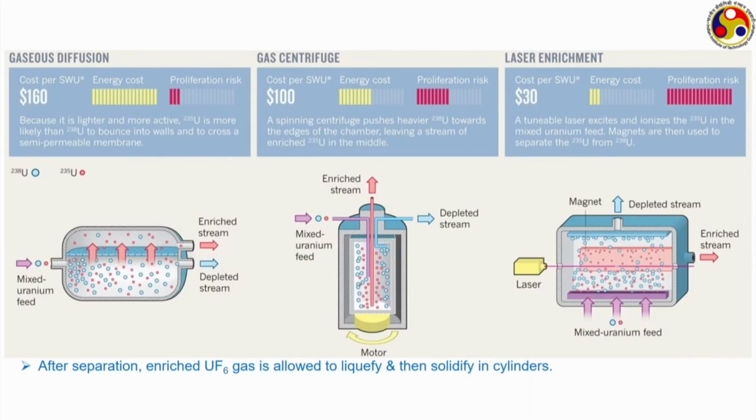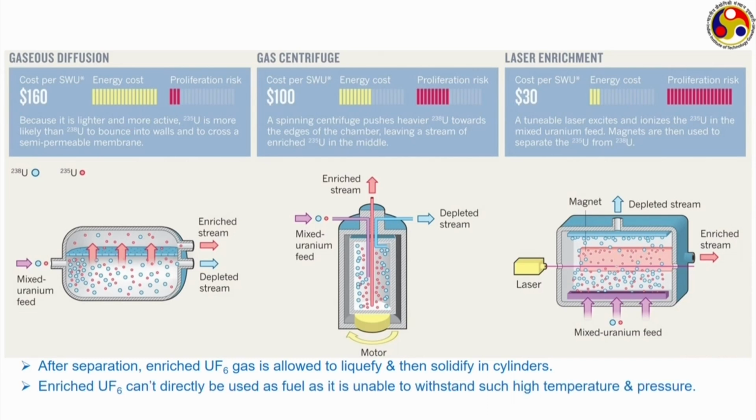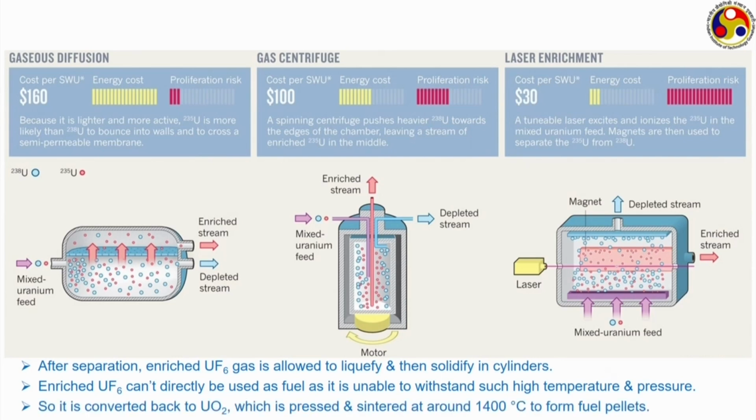After this separation process is done, following any one of them, gas centrifuge being the most common one, the enriched UF6 gas is allowed to liquefy and then solidify in cylinders. We of course can't supply the UF6 directly as the fuel in the nuclear reactor, because the temperature UF6 can survive up to is not sufficient. At such high pressure and temperature conditions inside a nuclear reactor, UF6 will not be able to sustain, so we have to convert this UF6 back to UO2.